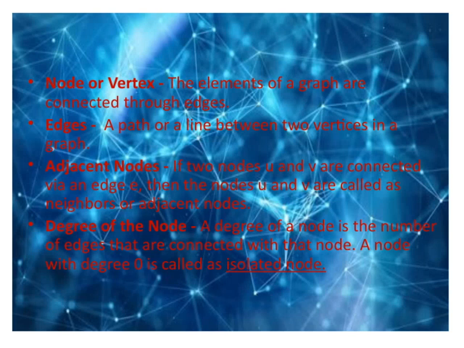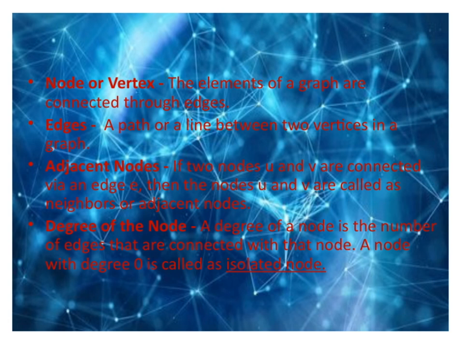Let's take a closer look at some fundamental graph terminology. First, we have nodes or vertices. These are the elements of a graph. Think of them as the points that are connected through edges. Edges, then, are the lines or paths that connect two vertices. They represent relationships or connections between nodes.